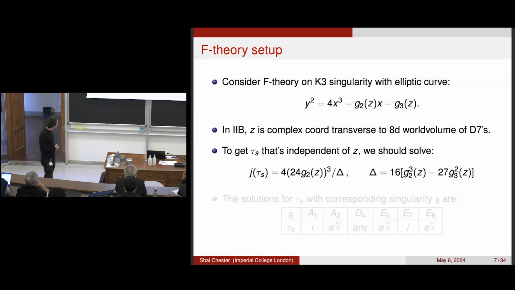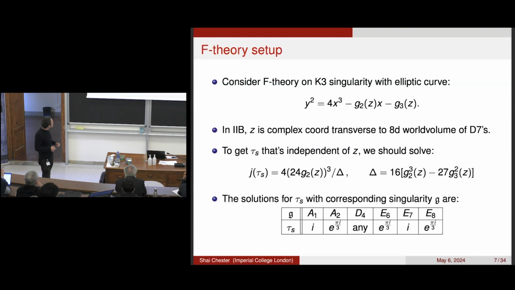So tau is not a function of z when this J function of tau equals G2 cubed divided by the discriminant of this curve, where the discriminant is defined here. There are very few cases where you can actually solve this equation, and the unique list of solutions is given in this table here. I'm actually missing one, which we're not going to talk about because it doesn't have any symmetry associated with it. But forgetting about that one for now, these are all the possible solutions to this equation.